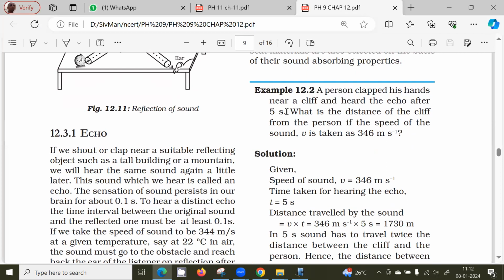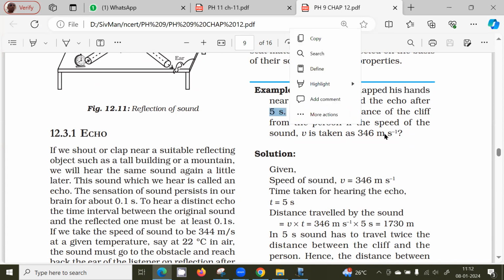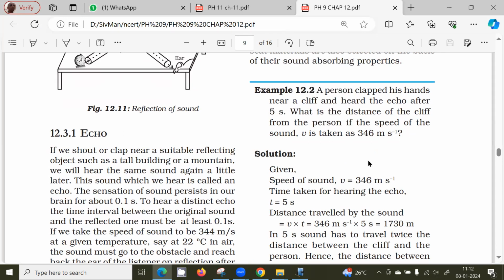So this is an example. A person claps his hand near a cliff. Cliff is like a mountain. Okay. And the echo is heard after 5 seconds. So what is the distance of the cliff from the person if the speed of sound in air is 346 meter per second? So try to solve this problem.